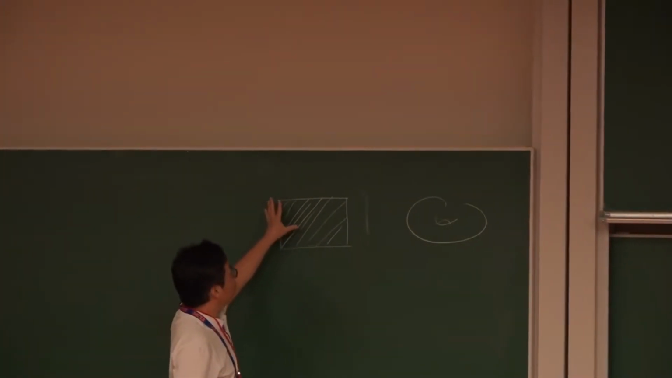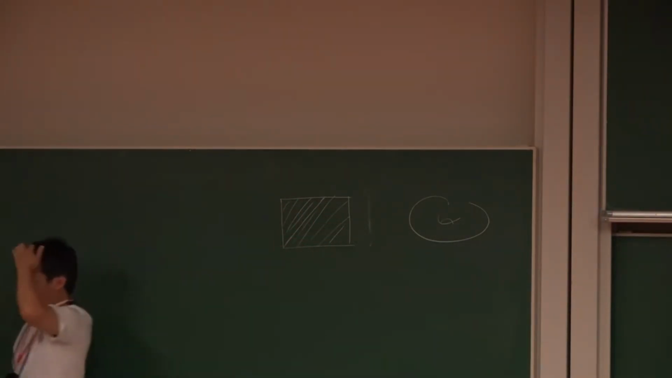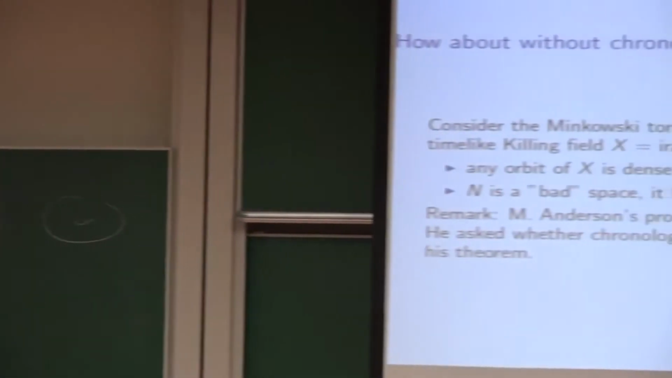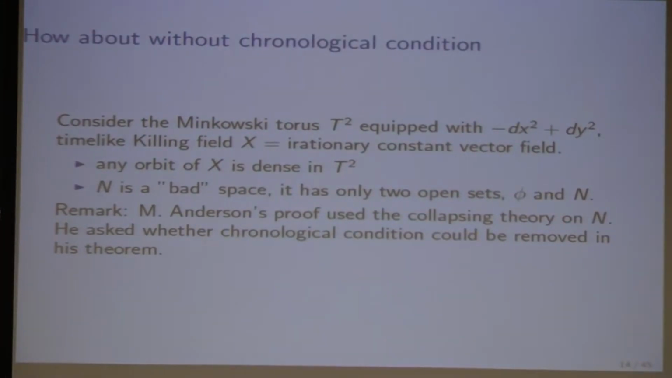One is the empty set, the other is the whole space. So it is impossible to write equations on N and do estimates, because this space is very bad. So actually in Anderson's proof, he used the collapsing on this three-dimensional manifold N. But actually it is not necessary. I will show you in a moment. Not necessary.